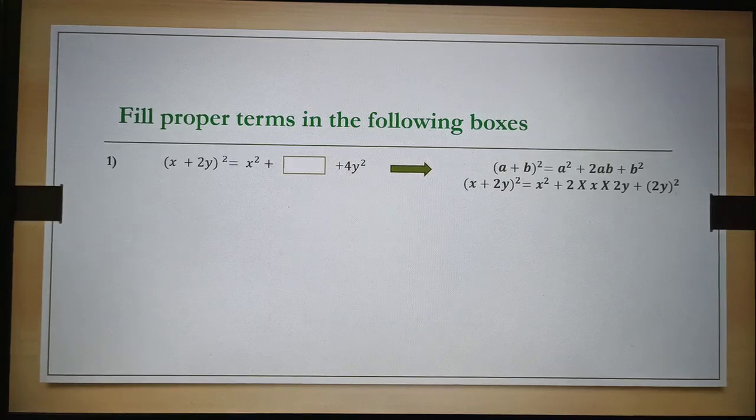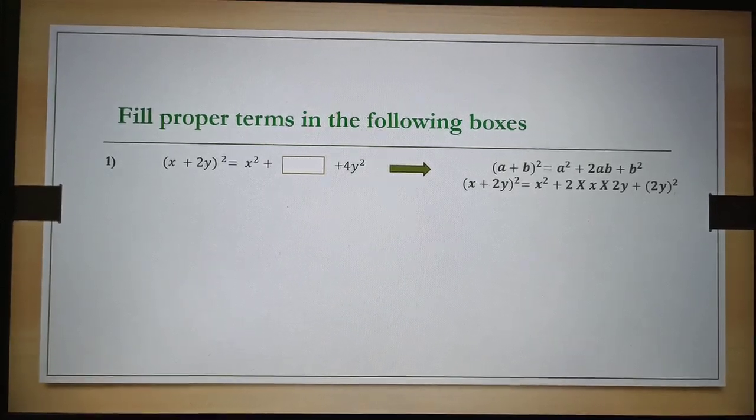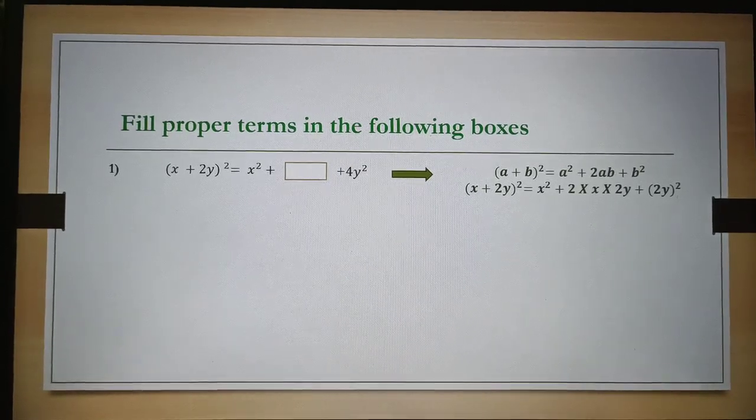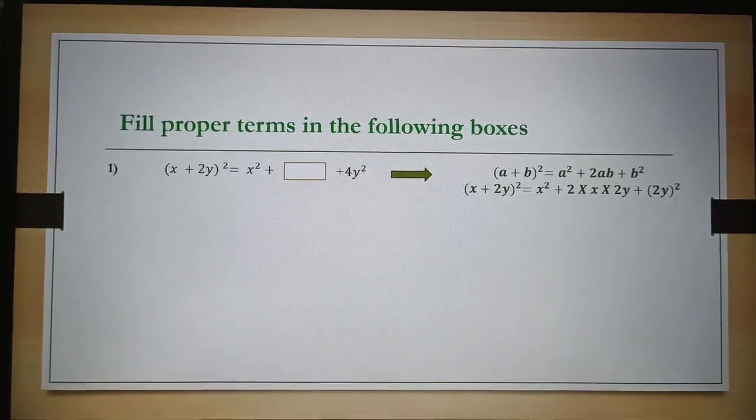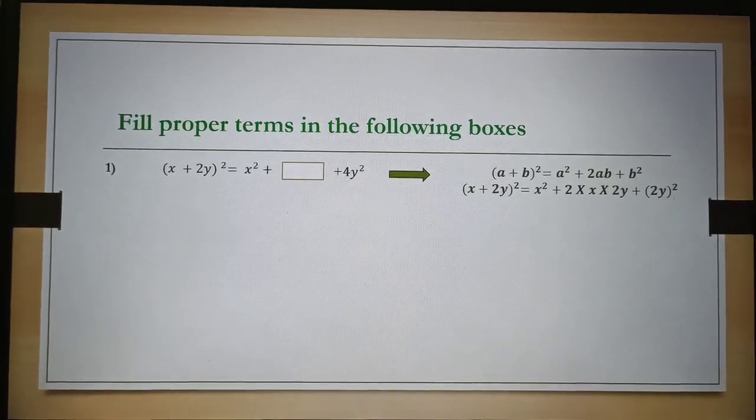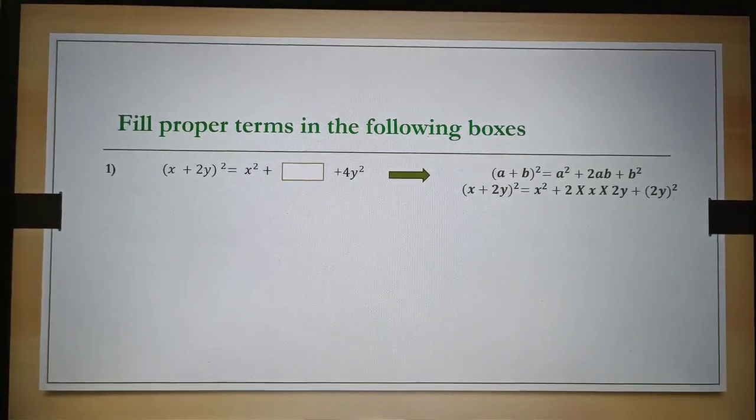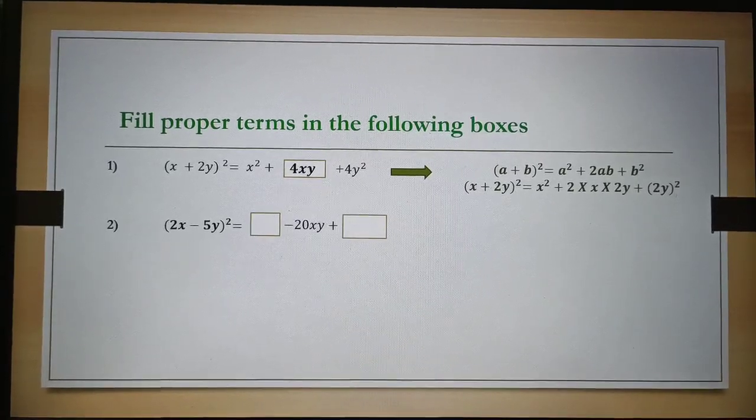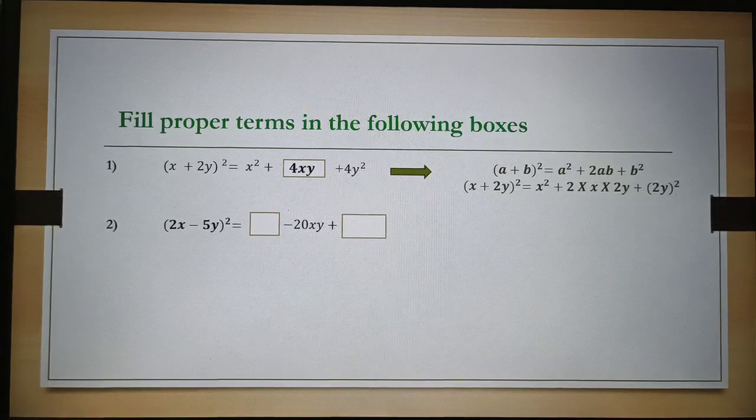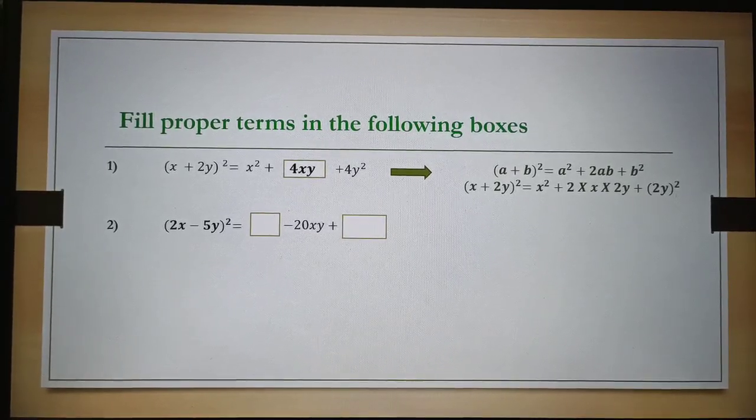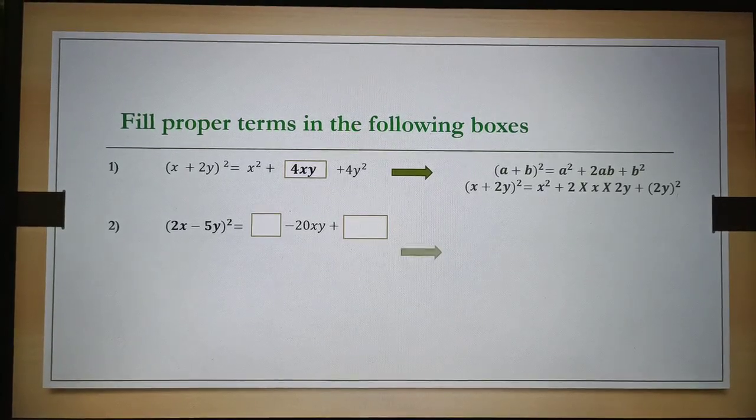That means it is equal to x square plus 2 into x into 2y plus (2y) the whole square. As we know, when we multiply 2 into x into 2y, we get the answer 4xy. The next question, (2x minus 5y) the whole square is equal to box minus 20xy plus box.